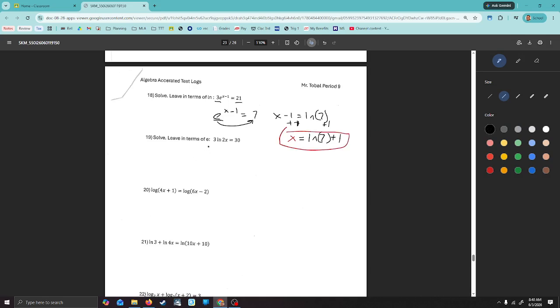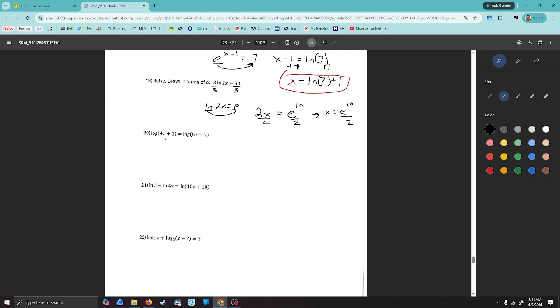Over here, leave in terms of e, so I'm going to divide both sides by 3. So I get ln 2x equals 10. Now I have to move ln to the other side. It's the base of a log, so the base of a log becomes the base of an exponent. So 2x equals e to the 10th power. Then divided by 2, then divided by 2. x equals e to the 10th power divided by 2.